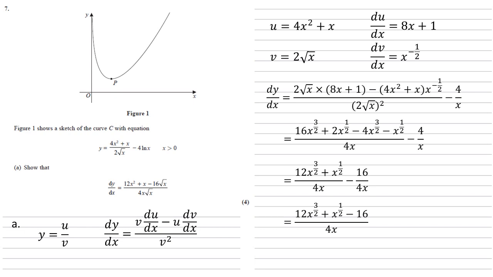Bringing our fractions together gives us 12x to the 3 over 2 plus x to the half minus 16 all over 4x. And then just looking at the form that we're aiming for, almost there. So if we just multiply top and bottom by root x, we get 12x squared plus x minus 16 root x all over 4x root x as required.